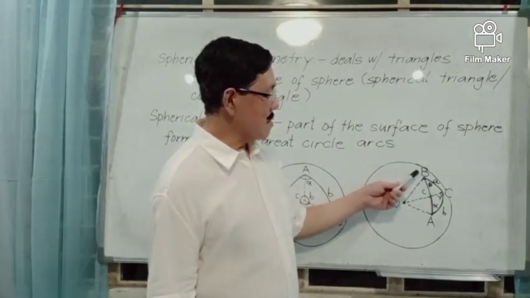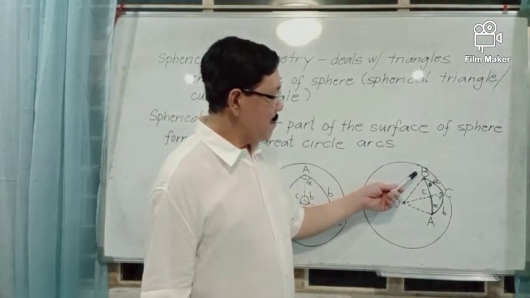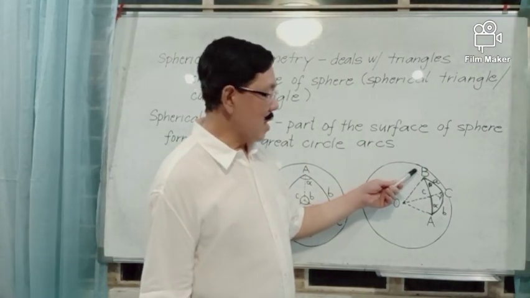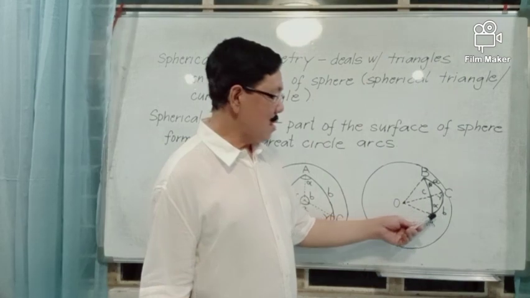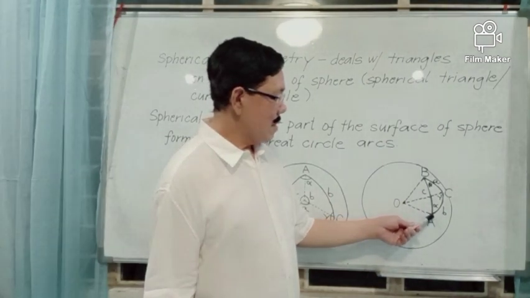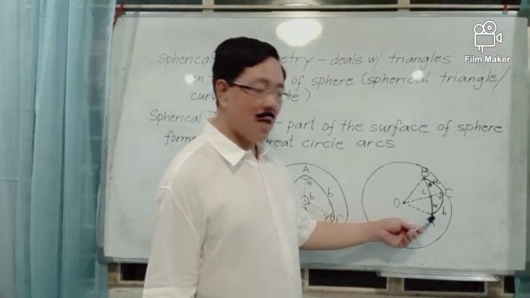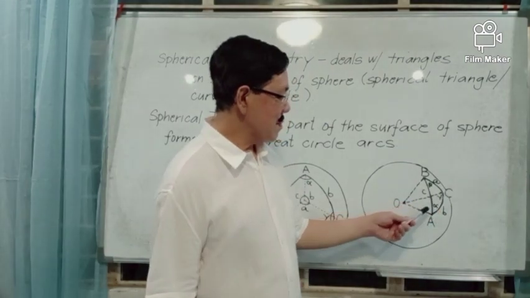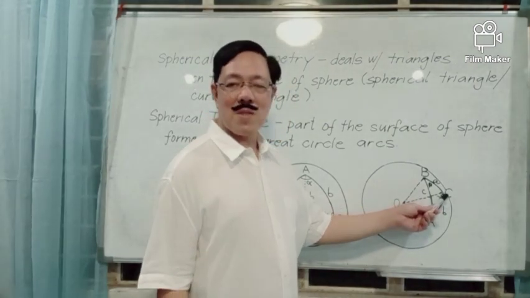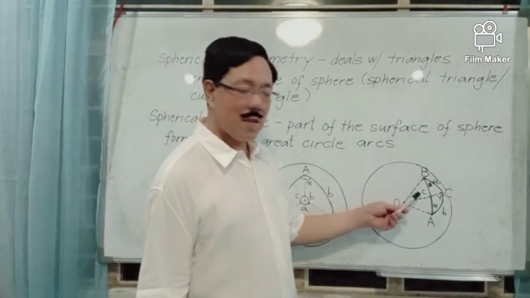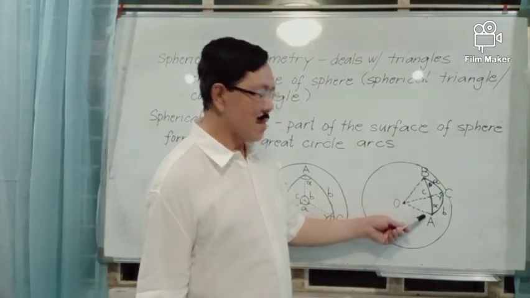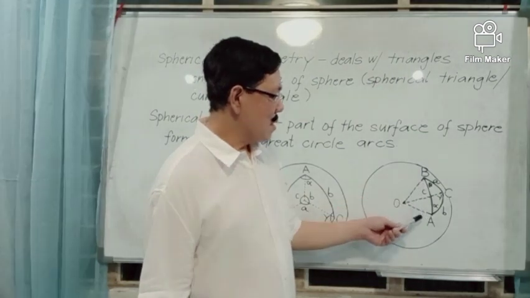And the side opposite angle B, denoted by small b, is this arc, the length of arc through vertices A and C. The side opposite angle C is denoted by c. It is the length of arc through vertices A and B.